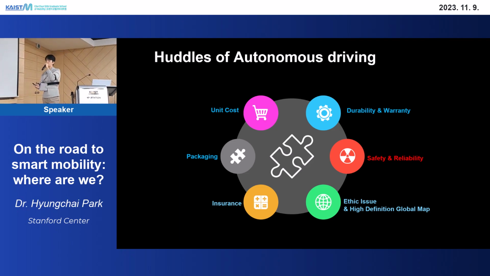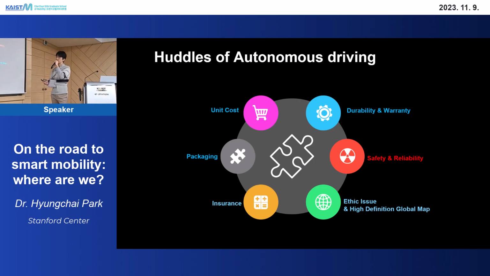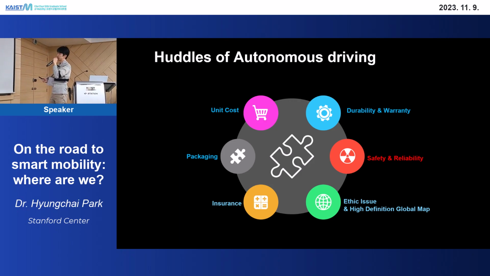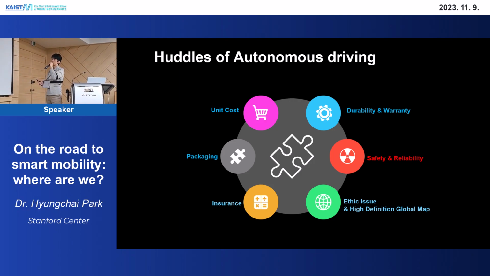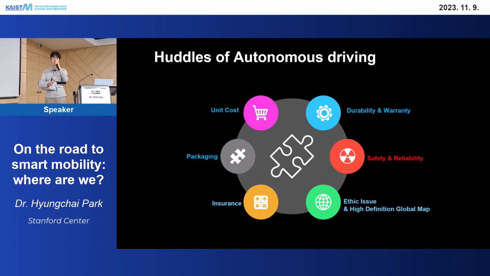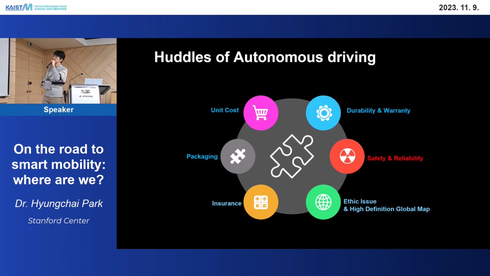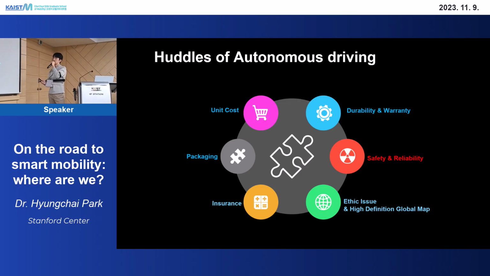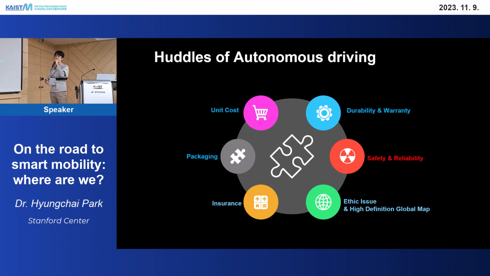Because the components used in autonomous driving cars are still very expensive. Even though the unit price is getting lower and lower, it's still very expensive. And durability and warranty. We assume that the car should drive in any situation, especially in Korea, in very hot weather, cold weather, or the rainy season. But we're not sure these high-tech components can survive those harsh conditions for several years.